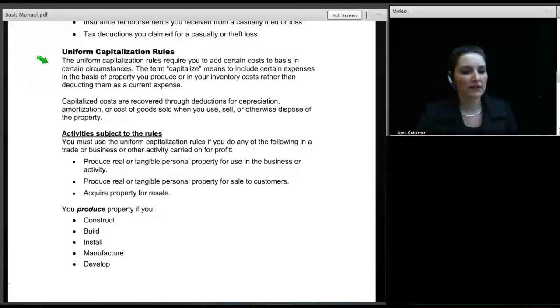The Uniform Capitalization Rules require you to add certain costs to basis in certain circumstances. The term capitalize means to include certain expenses in the basis of the property you produce or in your inventory costs rather than deducting them as a current expense. Capitalized costs are recovered through deductions for depreciation, amortization, or cost of goods sold when you sell or otherwise dispose of the property.